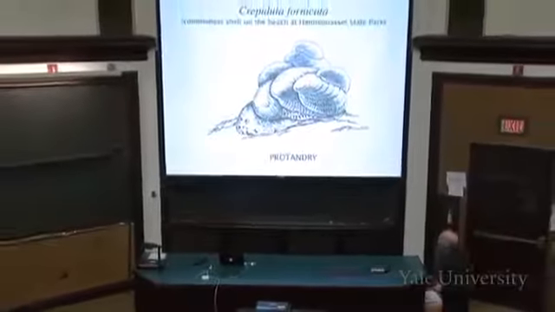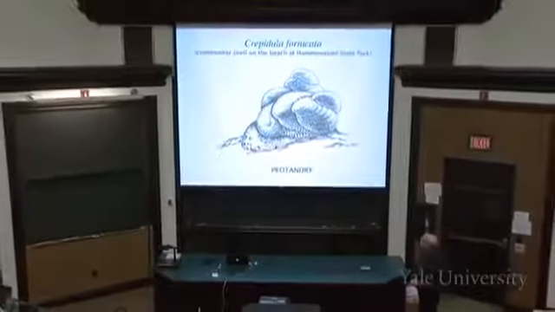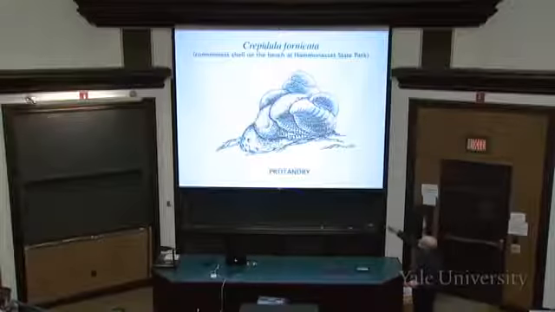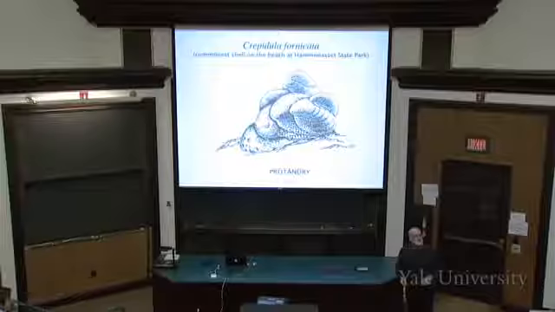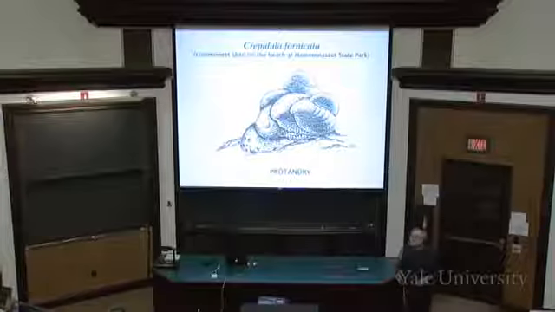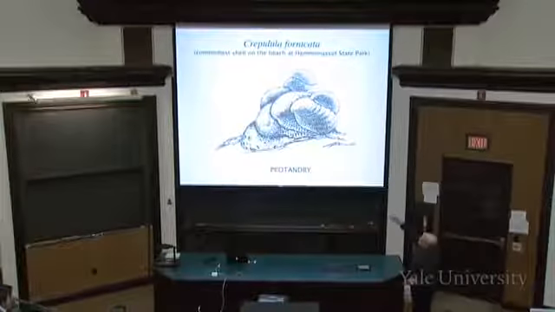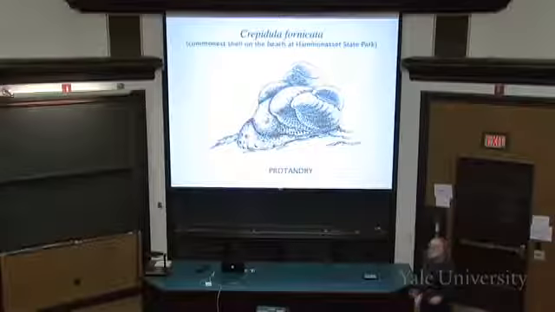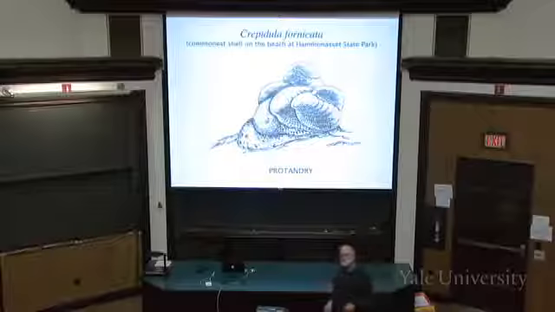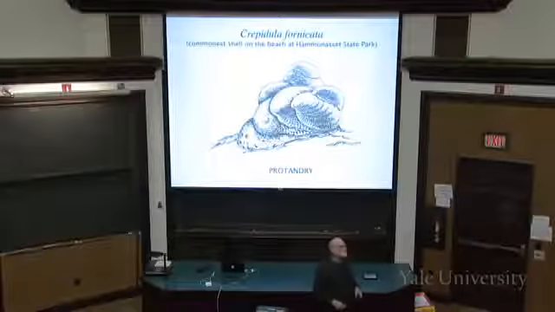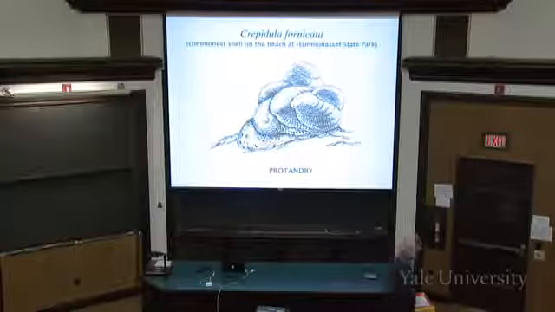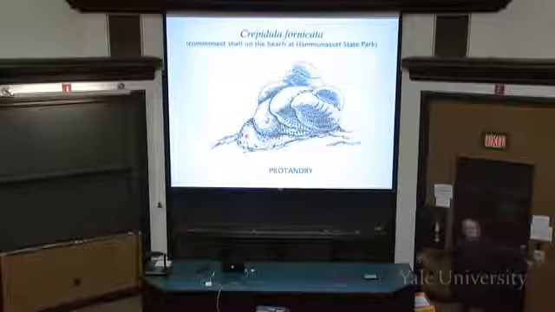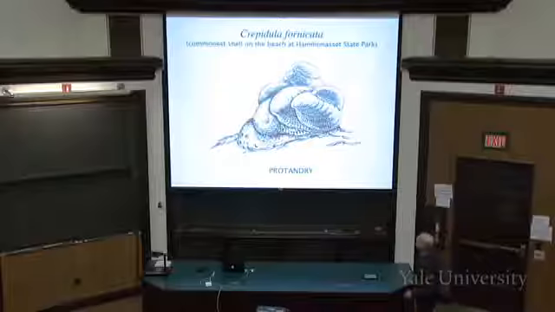Now, what about a case of protandry? Well, this is a case that shows the default condition when there really isn't very much complicated social life. This is a mollusk, and it lives on the Connecticut coastline. And if you go out to Hammonasset State Park, which is up by Madison, and you walk down the beach, your shoes are crunching on the shells of Crepidula fornicata. That's basically what the beach consists of, the shells of Crepidula fornicata.